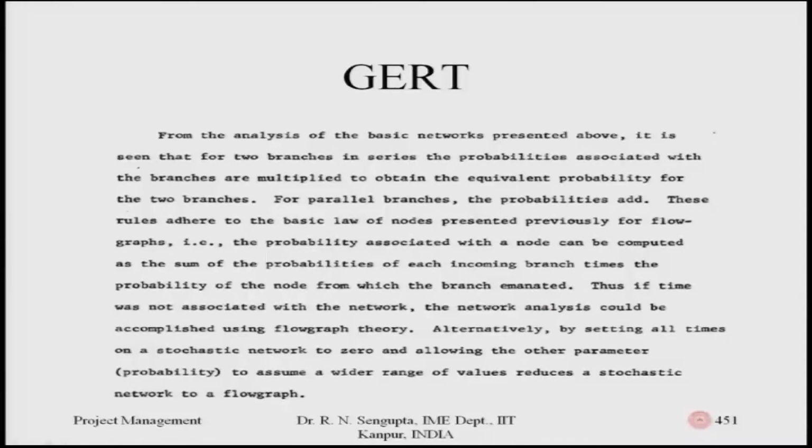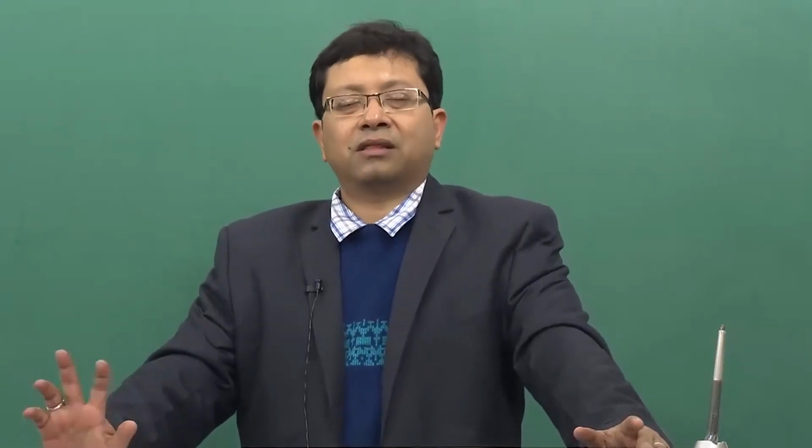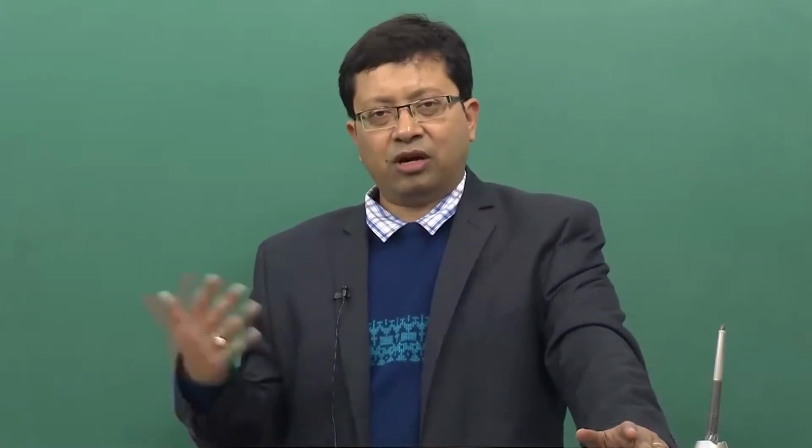Alternatively, by setting all times on a stochastic network to 0 and allowing the other parameters to assume a wider range of values, a stochastic network reduces to a flow graph, and that can be done. But we will study these points from the point of view of the stochastic network, considering in the initial sense, in the general way, that both time and the path which is being followed are probabilistic, and they are given by P suffix the path, T suffix the path number or name, whatever it is, A, B, C, 1, 2, 3, 4, as mandated by the concept which you are trying to utilize.